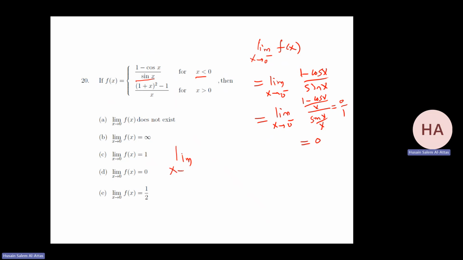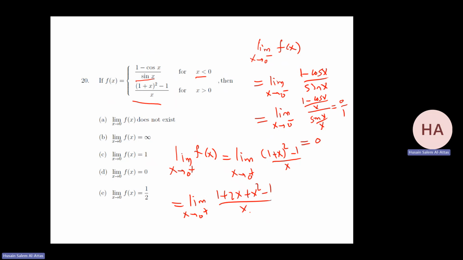Limit from the right. I need this function where I need to do calculations, factoring or something like this, or open the square. Yeah, you can open the square. I think it will be easy. That will be 1 plus 2x plus x squared minus 1 over x. This is cancelled. Now I can take x as a common factor. So I have 2 plus x with x over x. This is cancelled. So I'm getting 2.